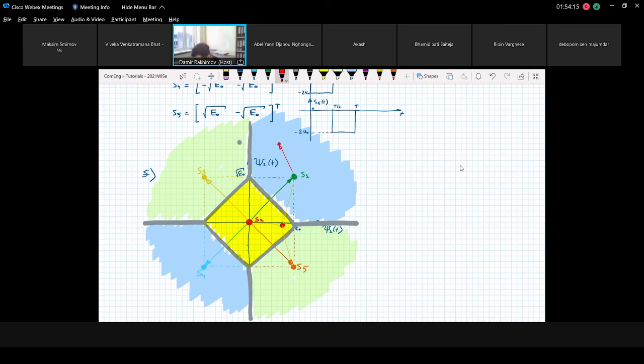So, and we do the following. First, you consider nearest neighbors. So we have nearest neighbors S1 and S5 or S2.